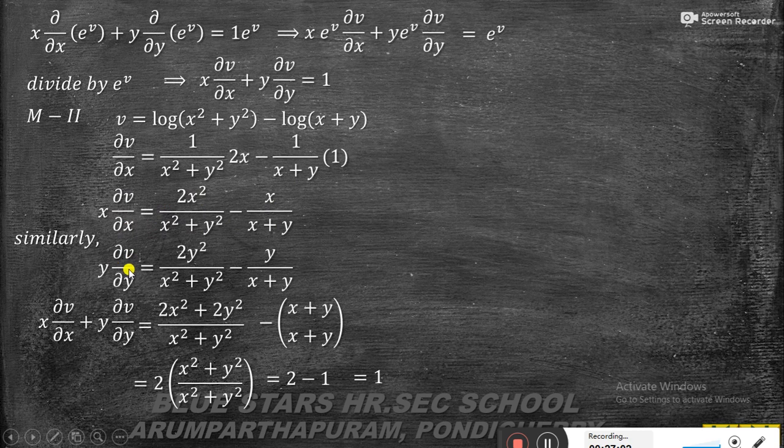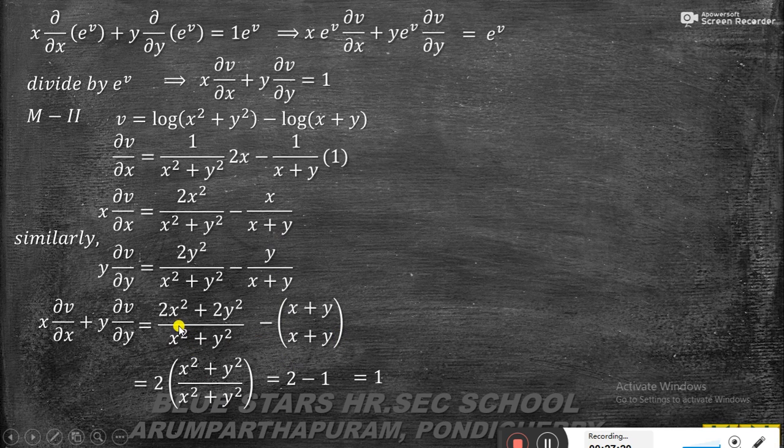Similarly, y into dou v by dou y is 2y square by (x square plus y square) minus y by (x plus y). Next we add x into dou v by dou x and y into dou v by dou y. The addition is (2x square plus 2y square) by (x square plus y square) minus (x plus y) by (x plus y).